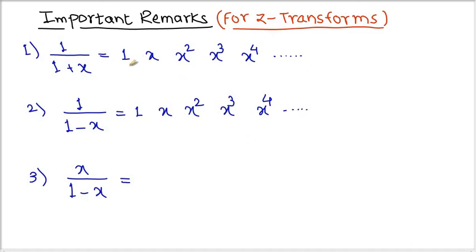So what is the difference between these two? If there is a plus sign in the denominator, you have to start with positive and give alternate signs: plus, minus, plus, minus, plus, minus up to infinity. And when there is a negative sign between the two terms of the denominator, then all terms will be positive. Okay, these are the two formulas.